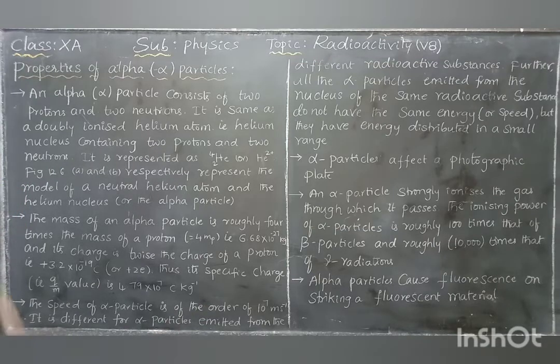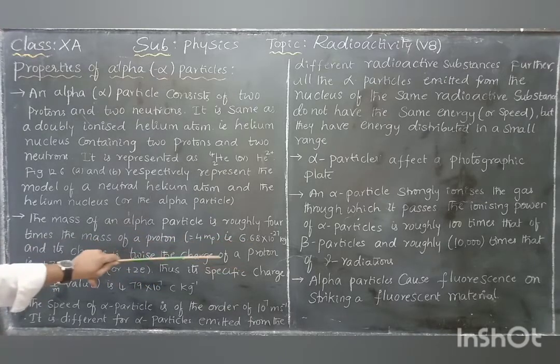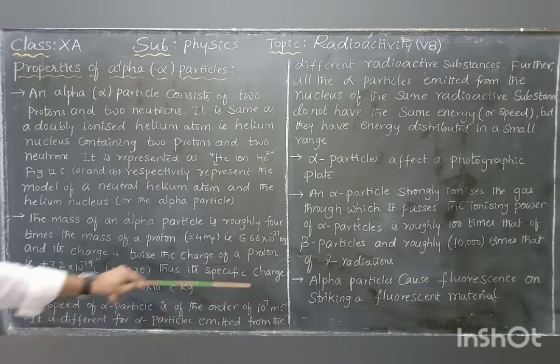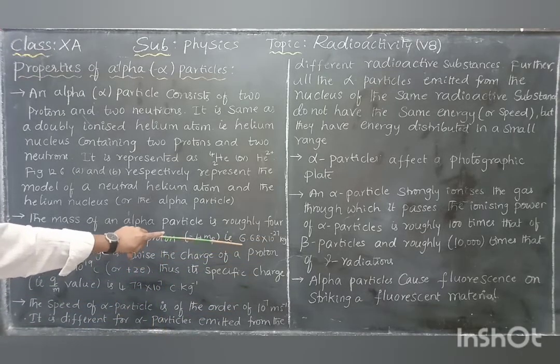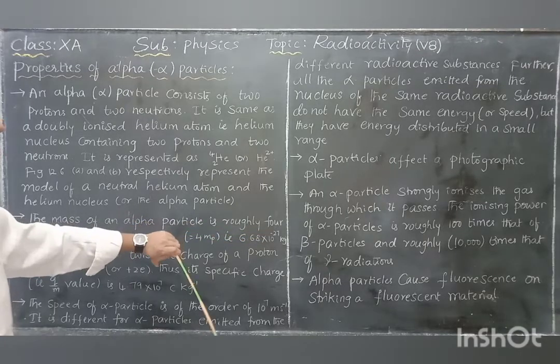particle. Next, the second one: the mass of an alpha particle is roughly 4 times the mass of a proton, because of the two neutrons and the two protons, so that overall the mass number is 4. So 4 times the proton mass, because the neutron mass is also approximately equal to the proton mass. So the mass of the whole alpha particle is 4 times the mass of the proton. Already you know the mass of the proton is 1.67 into 10 to the power of minus 27 kg. You should multiply it by 4. You will get 6.68 into 10 to the power of minus 27 kg.